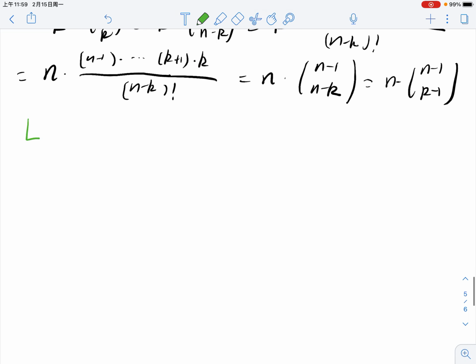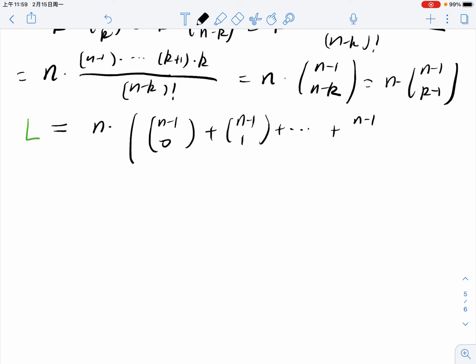So now L equals n times (n minus 1 choose 0 plus n minus 1 choose 1 plus ... plus n minus 1 choose n minus 1). So that gives you n times 2 to the n minus 1's power.